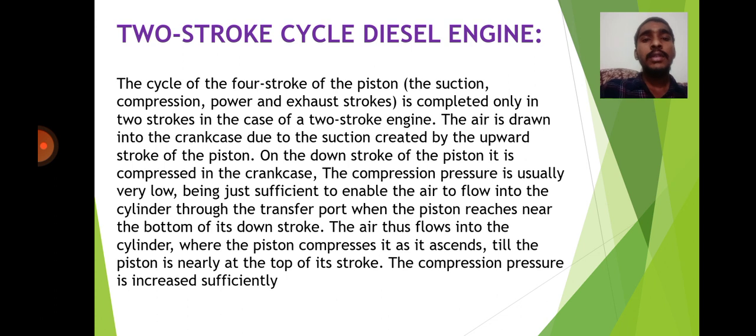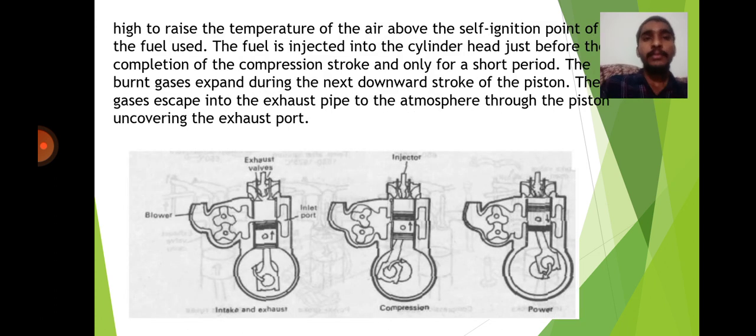The piston compresses the air until it is nearly at the top of its stroke. The compression pressure is increased sufficiently high to raise the temperature of the air above the self-ignition point of the fuel used. The fuel is injected into the cylinder head just before the completion of the compression stroke, and only for a short period. The burnt gas expands during the next downward stroke of the piston. The gas escapes into the exhaust pipe to the atmosphere through the exhaust port, uncovered by the piston.